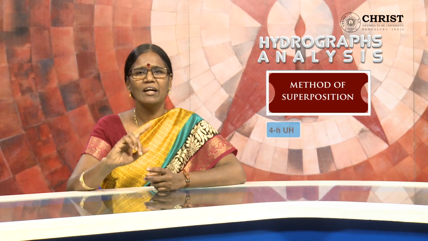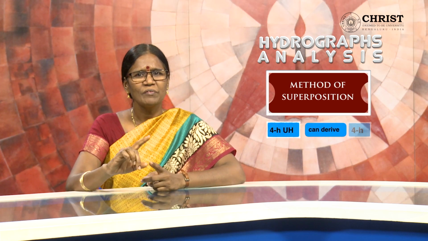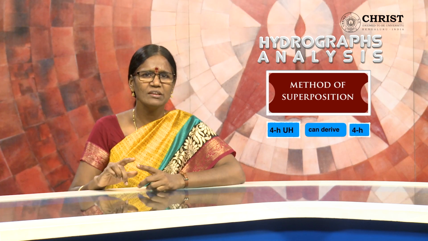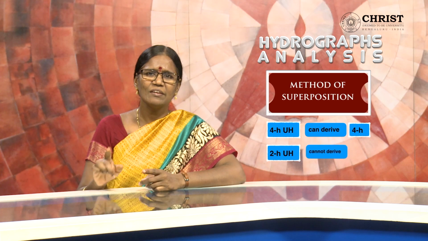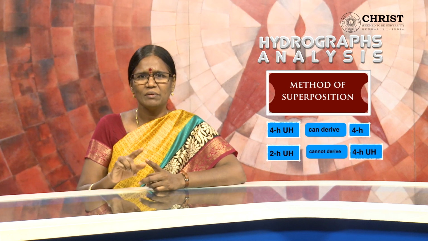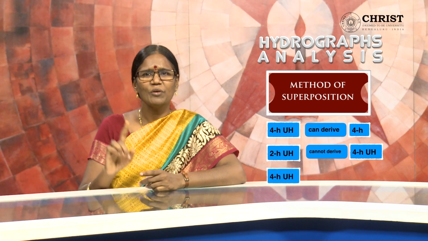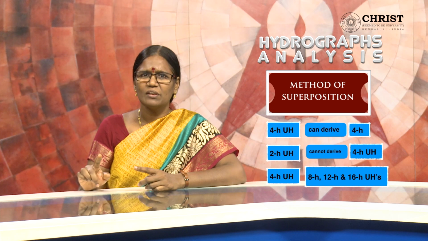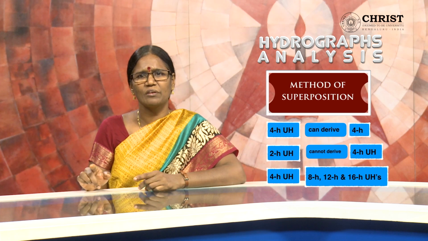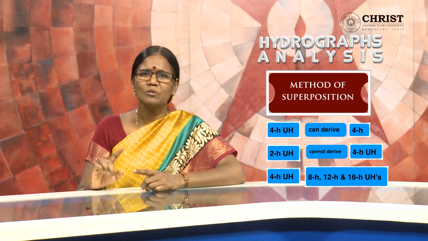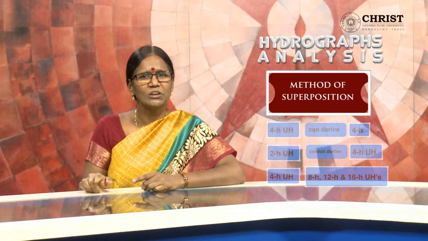For example, if you have a 4 hour unit hydrograph, we can derive unit hydrographs having a duration of multiples of 4 hours with this method. So, we cannot derive a 2 hour unit hydrograph from a 4 hour unit hydrograph in the method of superposition. From a 4 hour unit hydrograph, we can derive 8 hour, 12 hour and 16 hour unit hydrographs. It means we can derive multiples of d hour duration hydrographs only from the method of superposition.